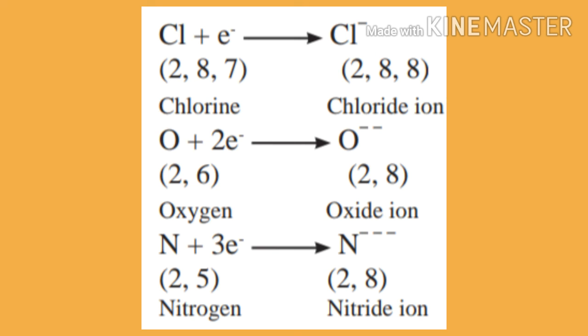Next nitrogen, configuration is 2, 5. Means how many electrons are required for nitrogen? 3 electrons to complete the octet. So it receives 3 electrons and forms nitride ion N 3 minus and the configuration is 2, 8.